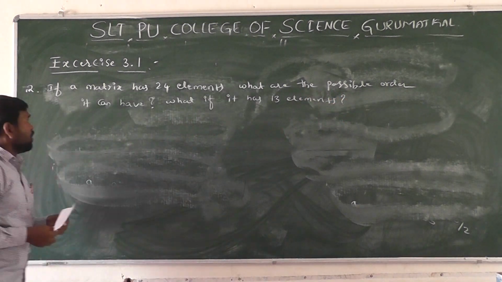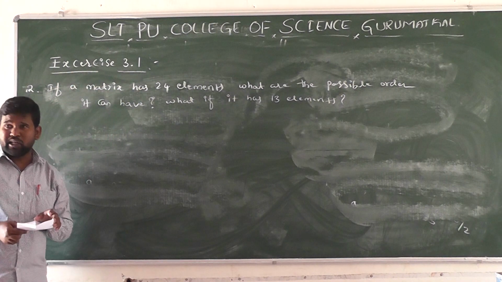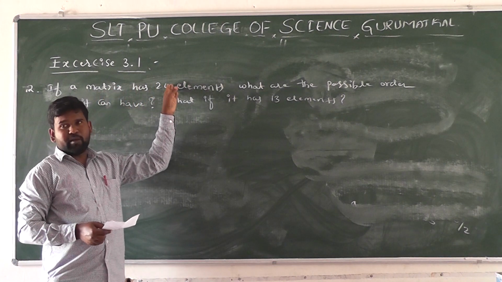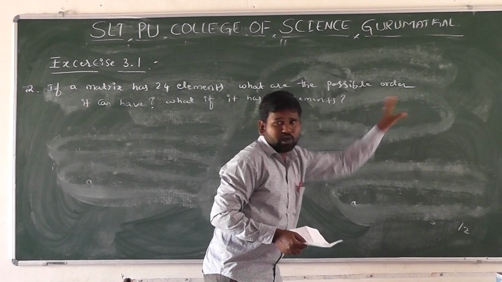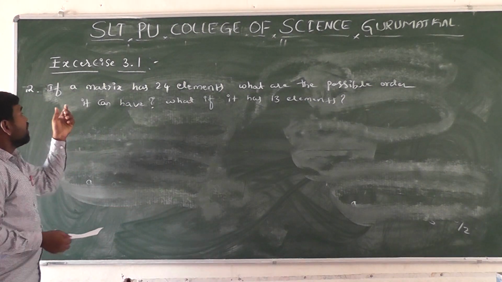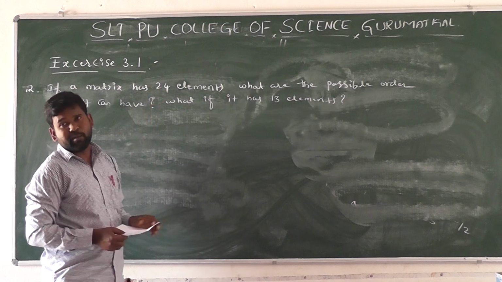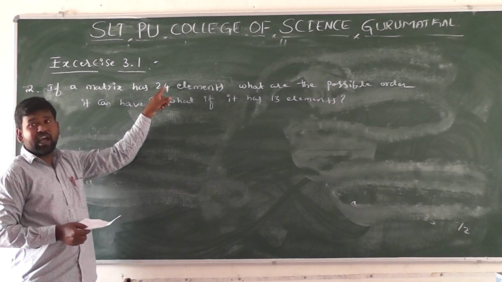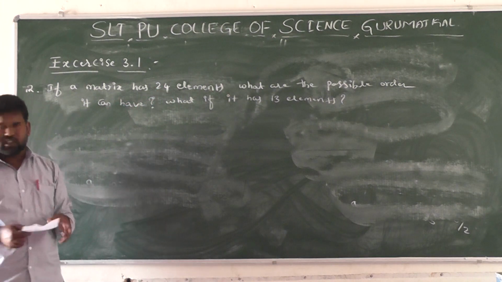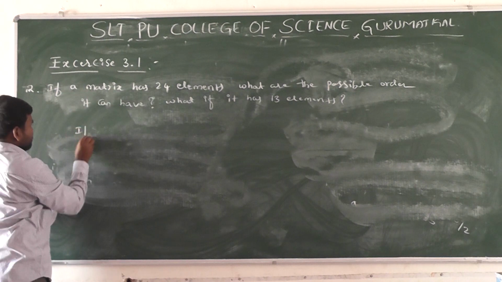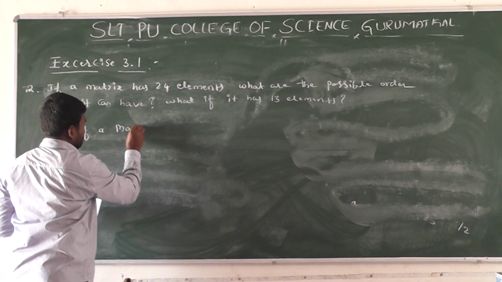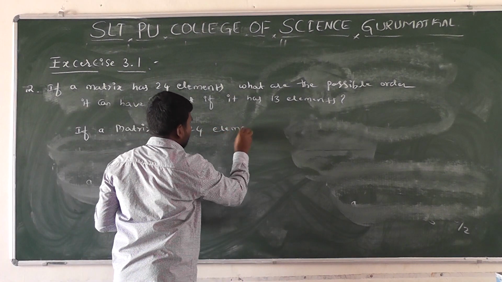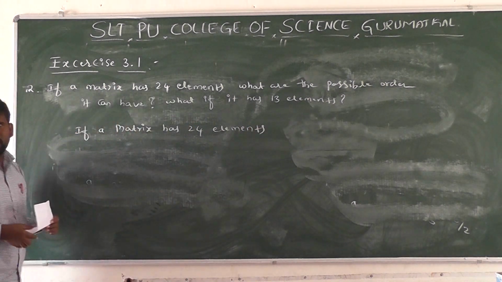Right? In the previous problem, the matrix elements were already given, but we were asked for the order of the matrix. But in this problem, if a matrix has 24 elements, then what are the possible orders it can have? How many possible orders can we arrange these 24 elements in? How do we find the order of the matrix here? We take the multiples of 24, and those are the possible orders of the matrix. First, if a matrix has 24 elements, then 24.